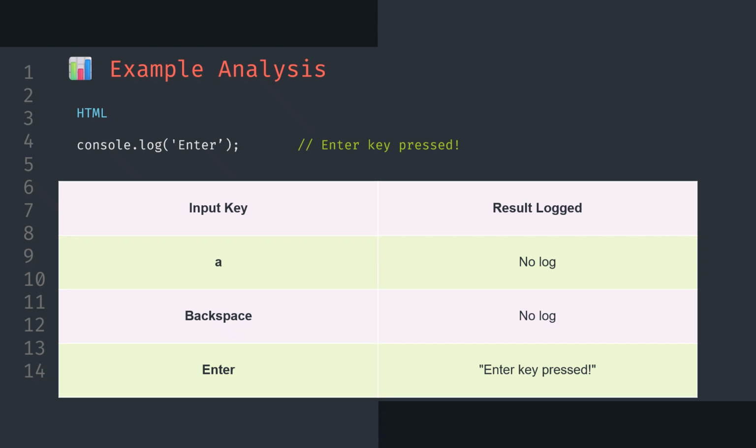Only the enter key triggers the conditional logic in our event handler. Other keys like letters or backspace do nothing. It is a great way to filter specific input without needing a button. Let's explore where this approach is used in real-world scenarios.